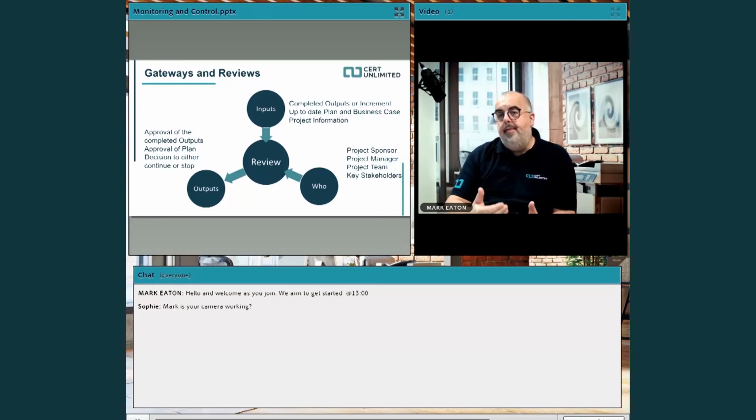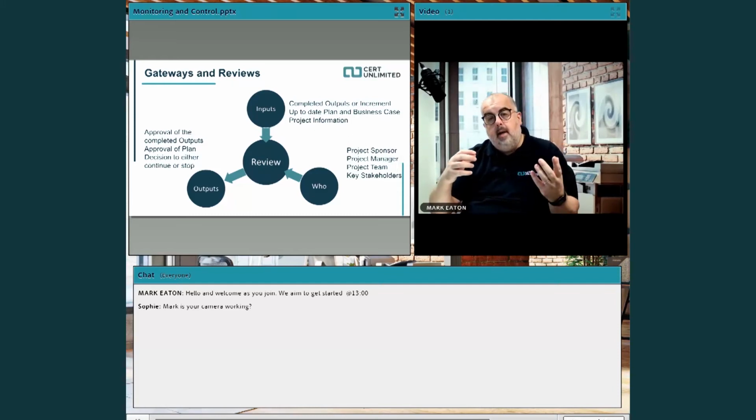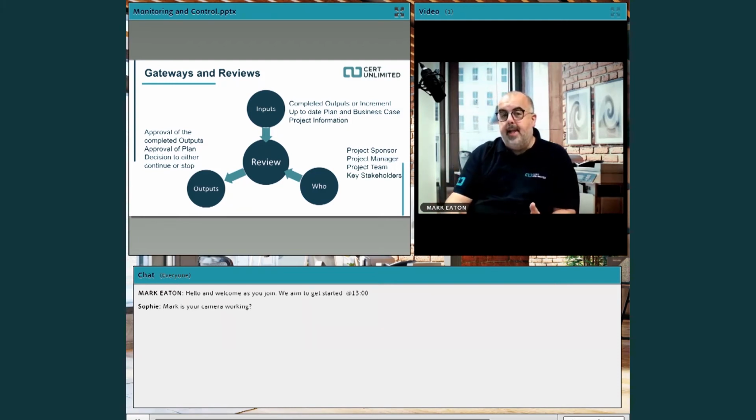So you plan your gateways and your reviews in, but always remember that you're monitoring and controlling when that actual gateway occurs, whether it's to plan, or sometimes you might do it earlier and sometimes later. It's important that the project sponsor attends that gateway, so does the project manager, the project team members and the key stakeholders, because a decision is going to be made at the review on whether we continue with the project or whether we stop, whether we've reached the end or whether there's more to do. And of course, that is driven by your business case. Your business case will indicate that there's still value to be added so that you continue with your project.